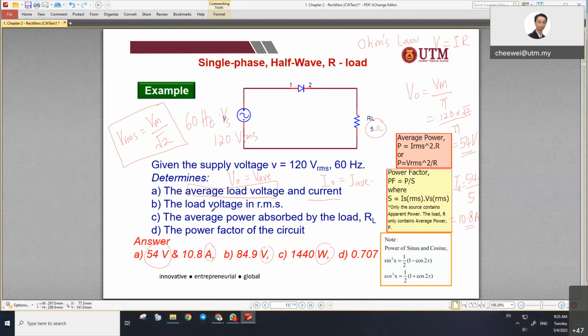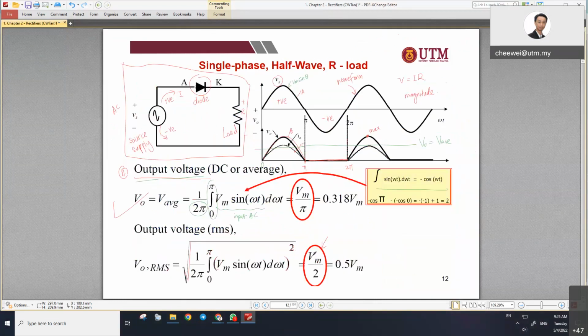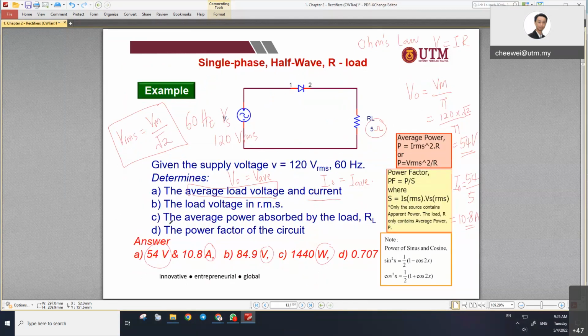So how to calculate the voltage in RMS? Refer back. What's the equation for RMS? Vm over 2. Again. So what is the average power absorbed by the load? The load, just now I said R cannot be charged, cannot be discharged. What is the function of R? It only eats and eats. That's why R is fat. R only consumes the energy. It doesn't produce. So consume here means absorbed. It absorbs the power.